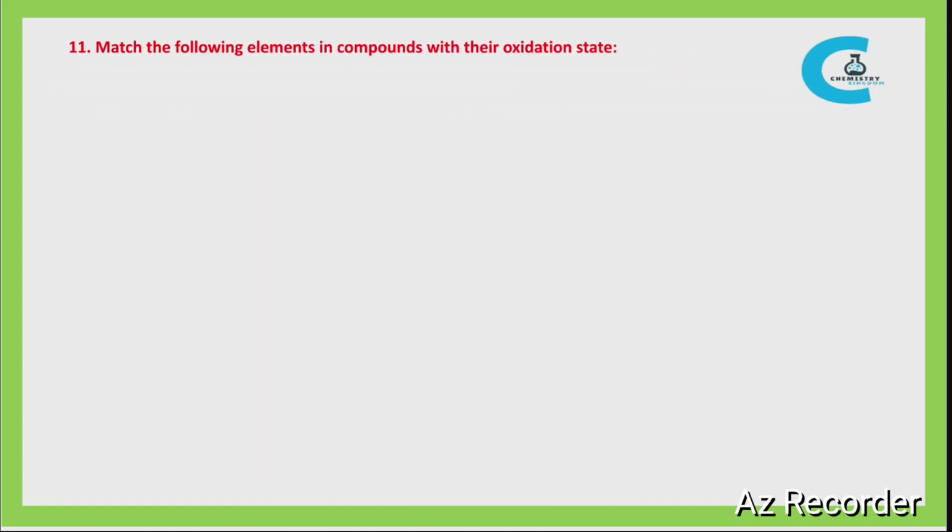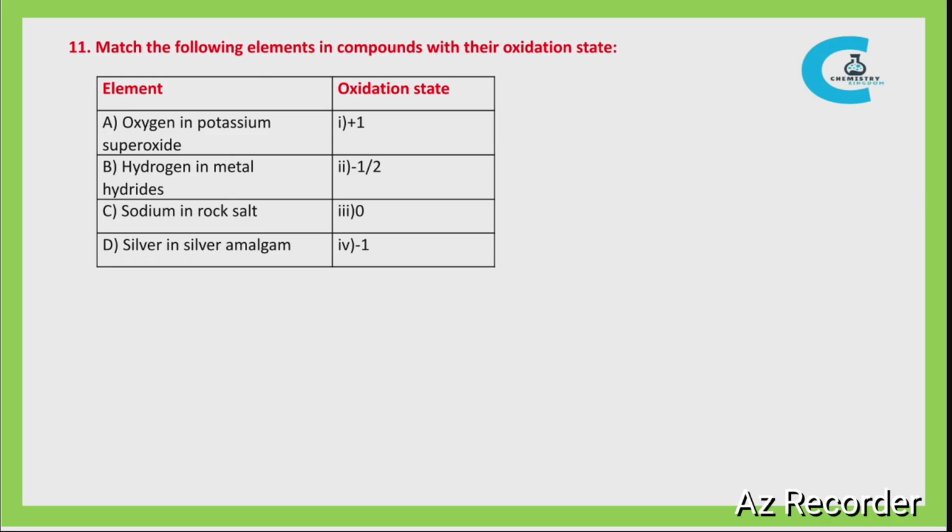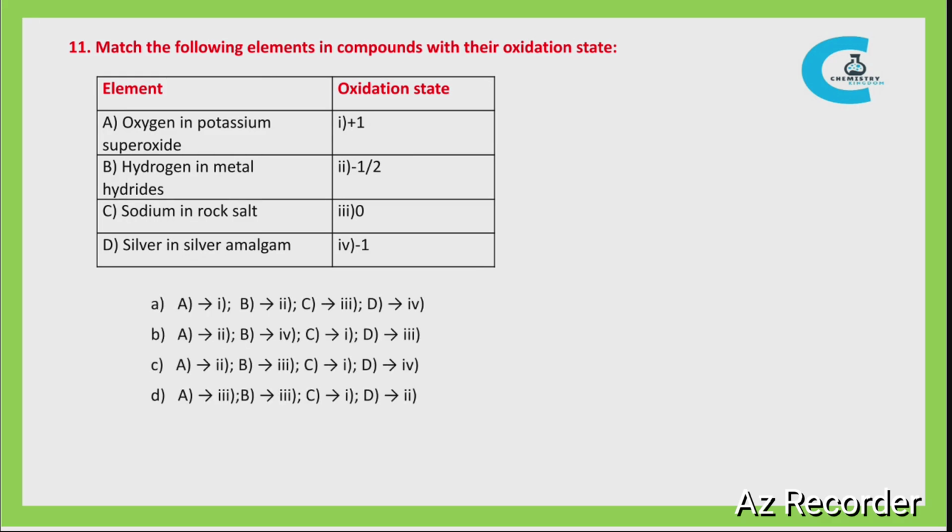Match the following elements in the compound with their oxidation states. Oxygen in potassium superoxide. What is the oxidation state? Already you know, in potassium superoxide its oxidation state is -1/2. And for hydrogen in metal hydride, it is -1. So A2, B1, B4, A2, B4, which is present in A2B4 only, in option B. So clearly B is the correct answer for this one. I hope you understood.